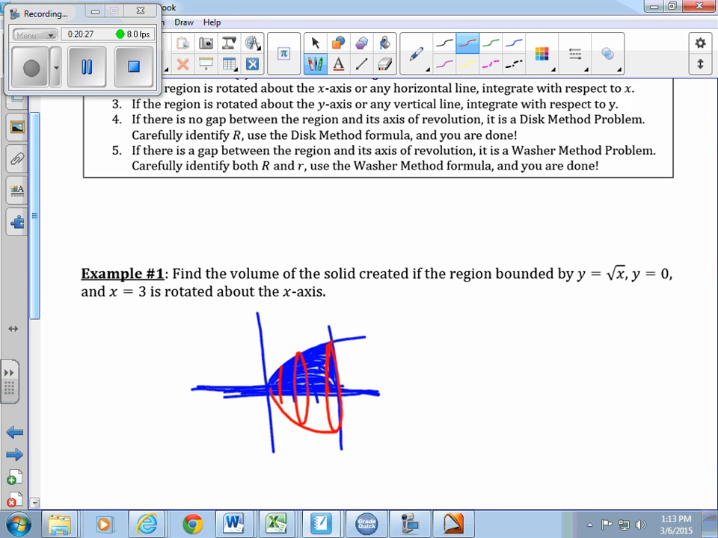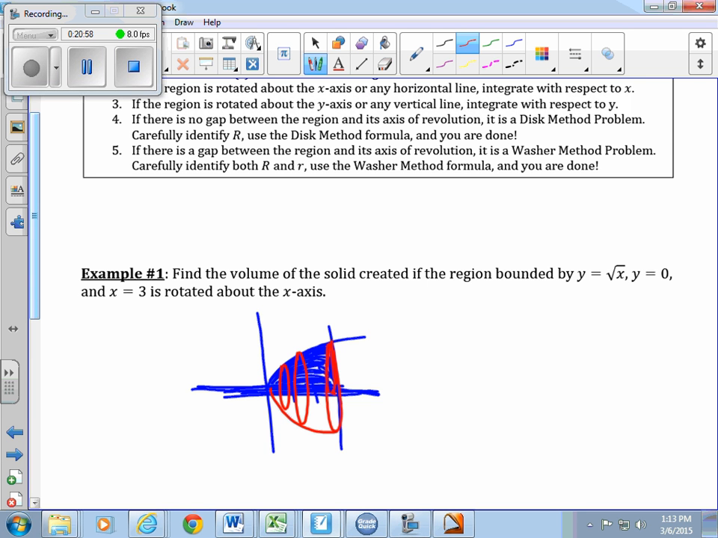What would each cross-section be? A circle. What is the radius of that circle? Square root of x, right? Just the height of the curve. Whatever x is, the square root of that is the radius. Notice I don't have to do a half on this one, because it's not sitting on top of the region, it's the revolution.